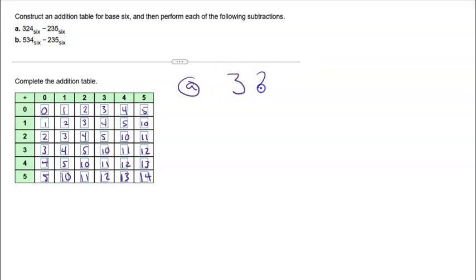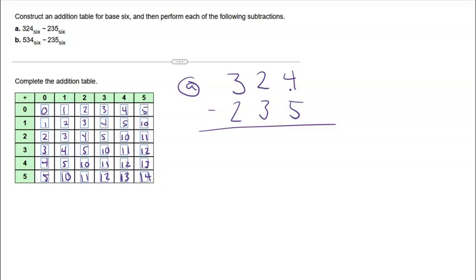So we have 3, 2, 4. Of course, that's base 6. Minus 2, 3, 5, which is also base 6. And they would have to be both base 6 to be able to add or subtract them. All right, now you see the first issue. We're going to start in the 1s column so we can exchange if we need to.